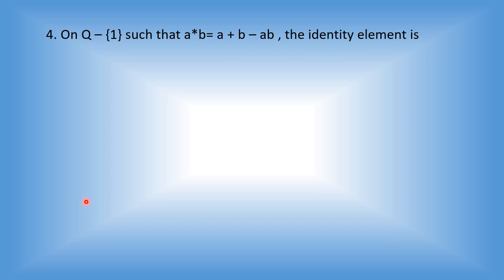The fourth one is on Q minus 1, that is, the set of all rational numbers other than 1, such that A star B is equal to A plus B minus AB. The identity element is... So we have to find the identity element of this binary operation star defined by A plus B minus AB.